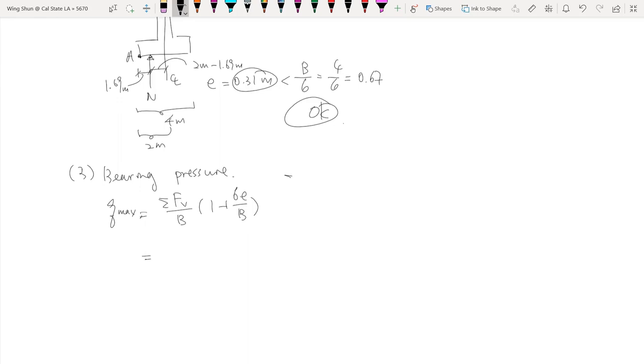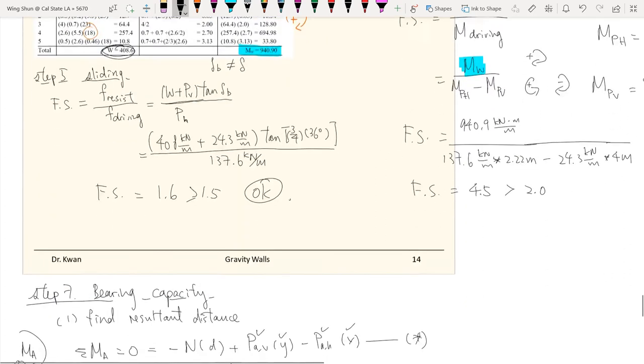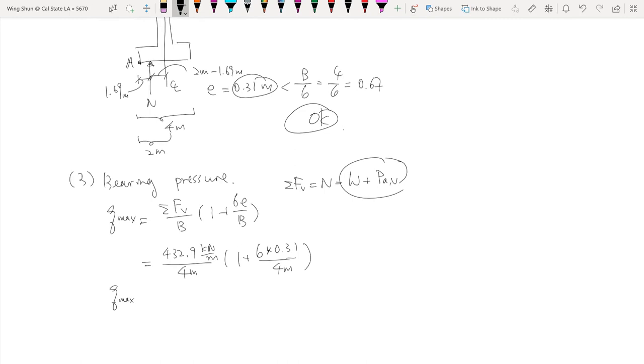So pretty much this is the summation of F_y, which equals N, all the weight of the retaining wall structure plus the vertical loading from the backfill. So this number is known, which equals 432.9 kilonewtons per meter. Because again, we know the weight is 48, plus P_AV is 24.3. So the sum of them equals 432.9, and the width of the foundation is 4 meters, and the 6e eccentricity we calculated is 0.31 right there, and then divided by the width of the foundation, which is 4 meters.